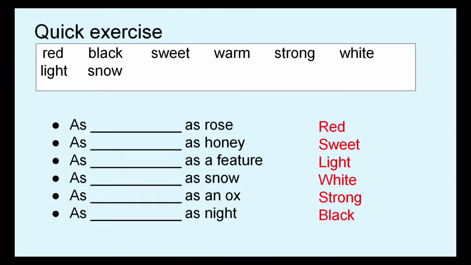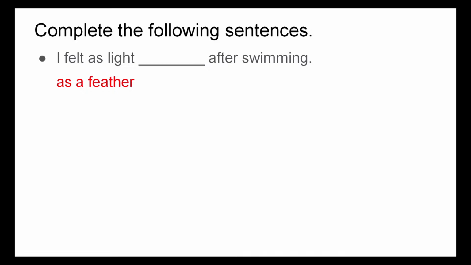Do we have another exercise also? Yes, we have. Now we are going to complete the following sentences. The first one, I felt as light dash after swimming. So as light as a feather. And the spelling of feather is F-E-A-T-H-E-R. So after swimming, I felt as light as a feather. Or we can also say, I felt as light as a feather after exercising. We feel relaxed.